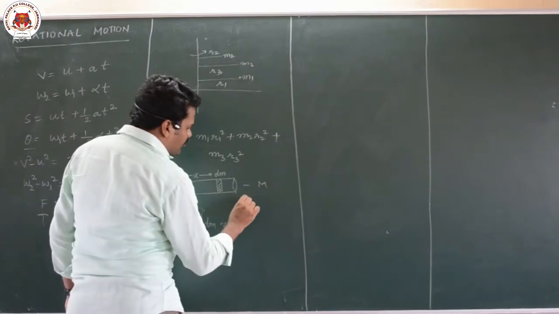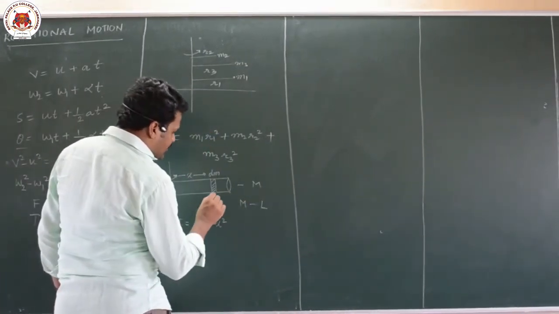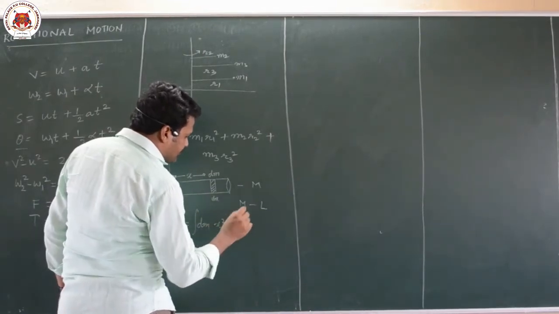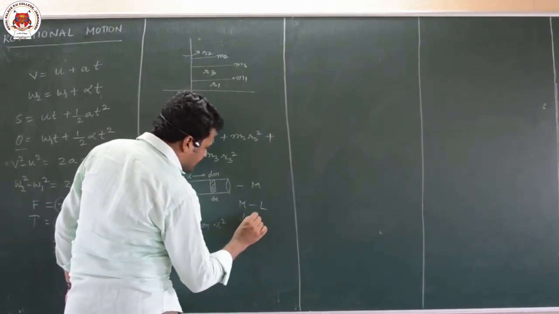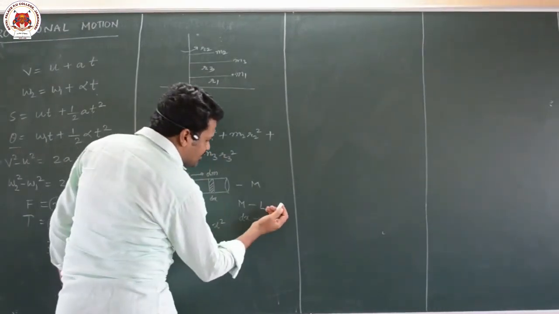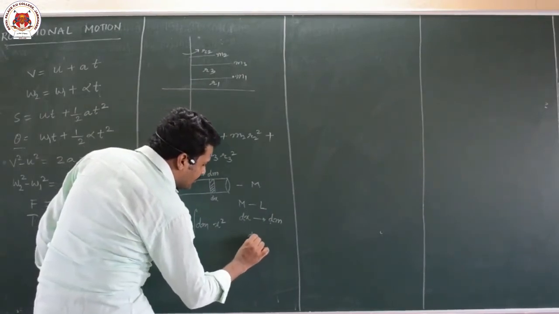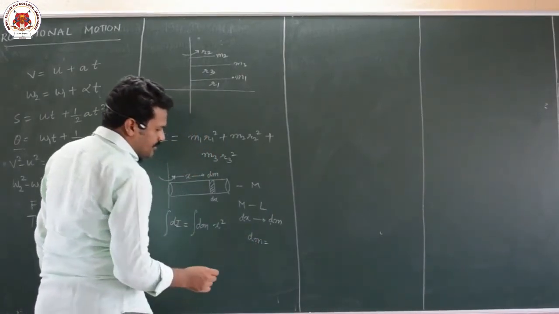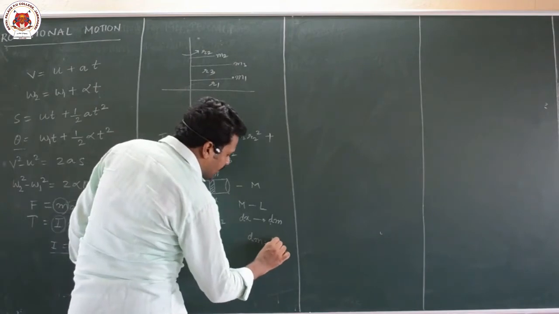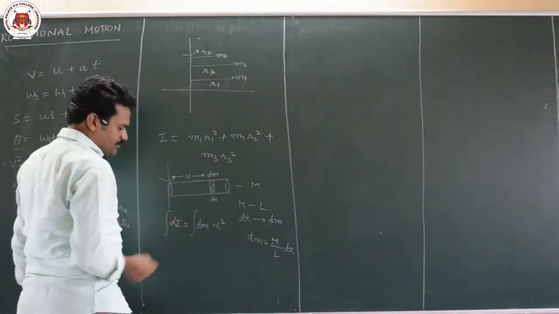The mass of the total rod of length L is capital M. For a small length dx, you calculate its mass. That mass I will take as dm. dm is equal to M by L dx. This is the mass of the small part.